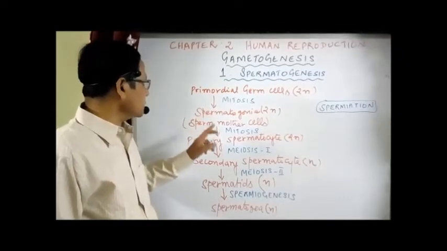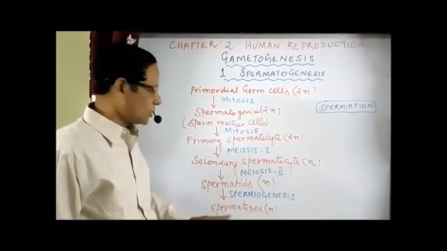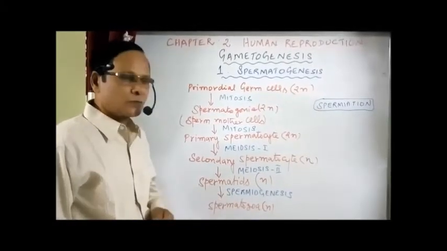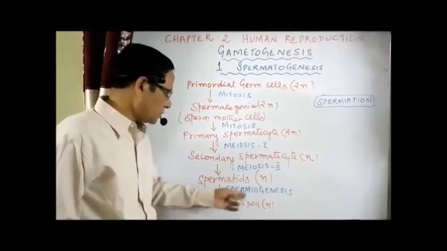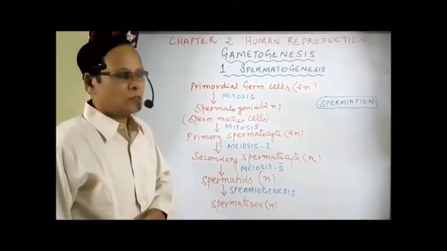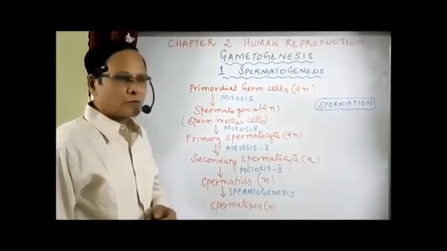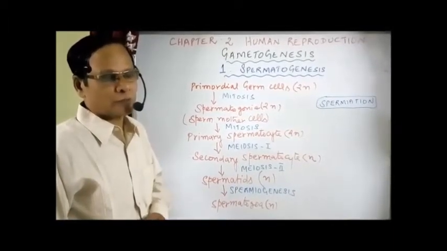From each primary spermatocyte, 4 spermatids are produced, all haploid. By differentiation, namely the spermiogenesis process, the spermatids get converted into functional spermatozoa, which are also haploid. Once formed, the sperms are released into the central lumen of the seminiferous tubules.